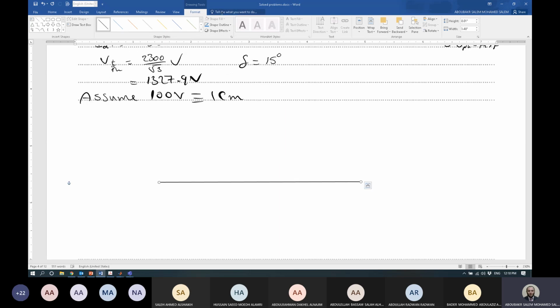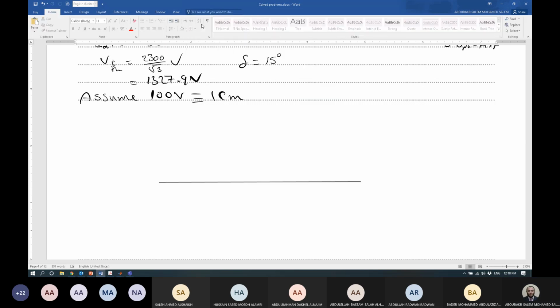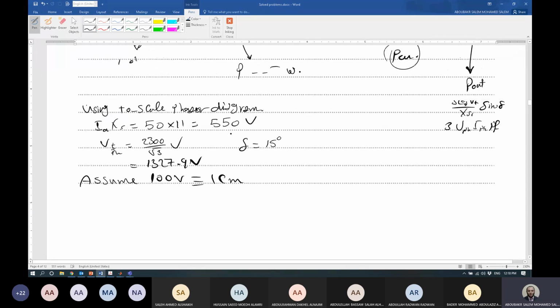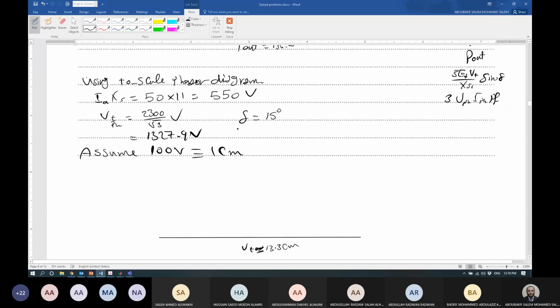Let me write the length. So this is V terminal equals 13.3 centimeter, approximately. We cannot get it exactly. Then we have the value of IA multiplied by XS. How can we get it? Sorry, already we calculated that. IA by XS is equal to 550 volt. So in length, it's equal to 5.5 centimeters.